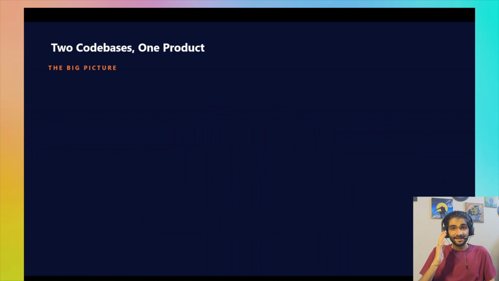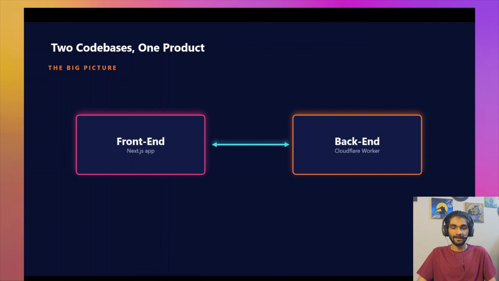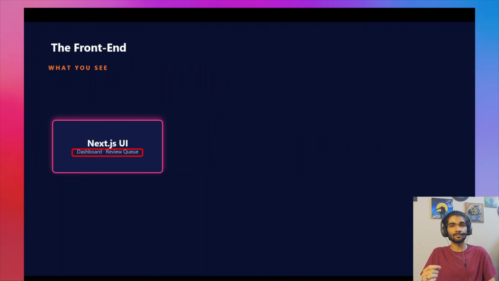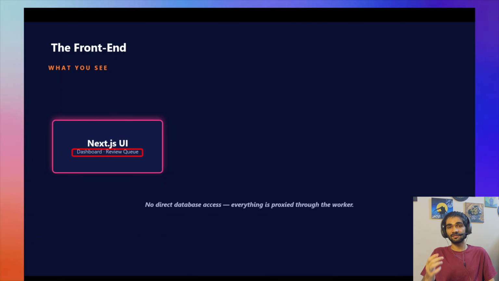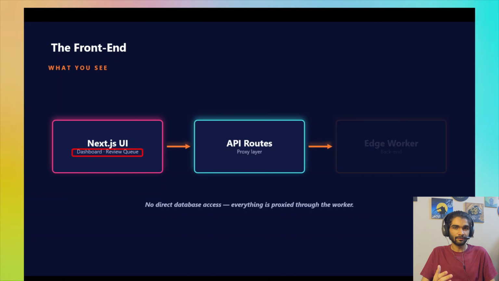What you just watched as a single product is actually 2 code bases talking to each other, a frontend and a backend. Let's see that. The frontend is a Next.js app. That's your dashboard, review queue, and all the screens I just clicked through. It doesn't talk to any database directly. Instead, it gets proxied through our API routes to our backend worker.